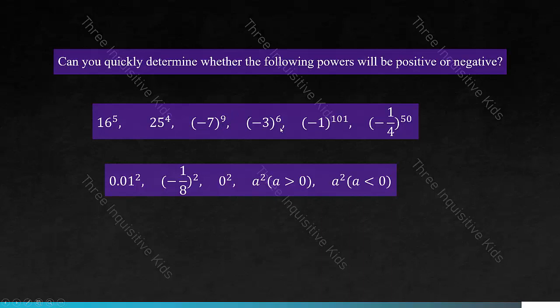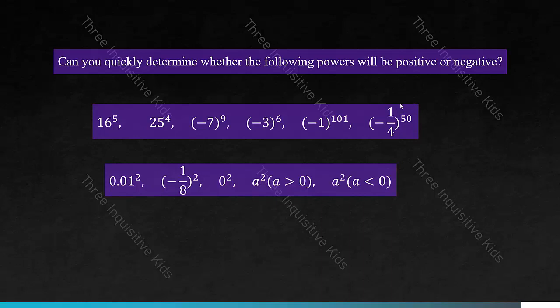an odd number. The 4th expression will be positive because even though the base is negative, the exponent is an even number. And the 5th expression will be negative 1 because its base is negative and its exponent is an odd number. And the last expression in the top row is going to be positive because the exponent is even.